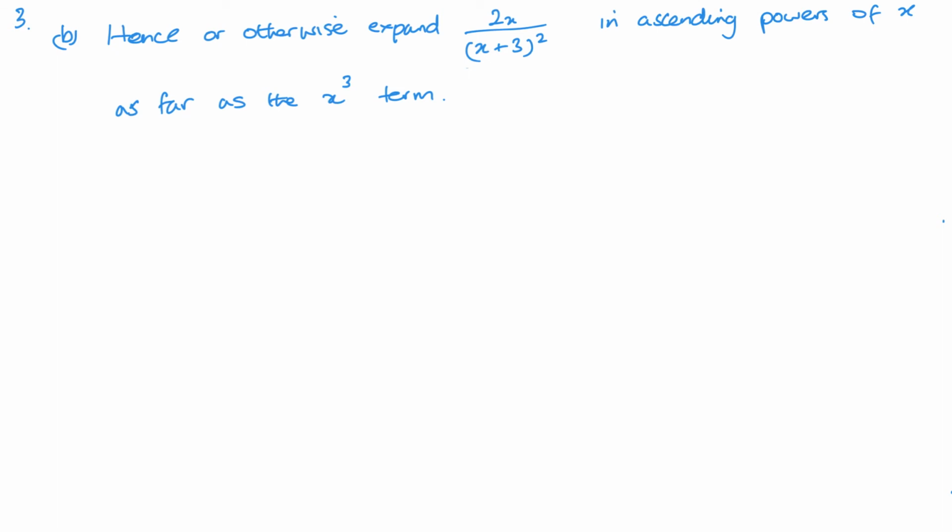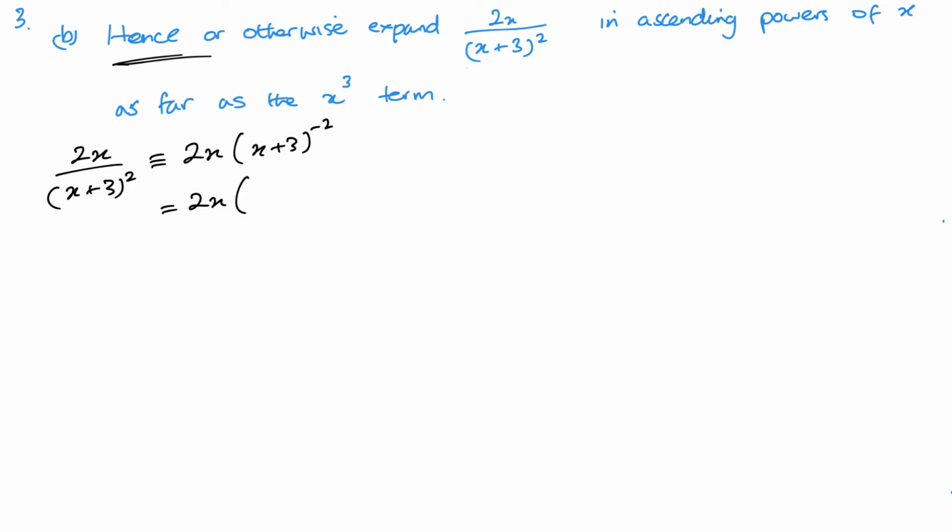So this one was maybe not the best question, as we've got "hence or otherwise." Hence usually means your previous part is the easiest way to do it. But in this case, I think it's actually much easier just to expand straight from here. 2x(x plus 3) to the minus 2. So this is where I would expand from, straight from this point here.